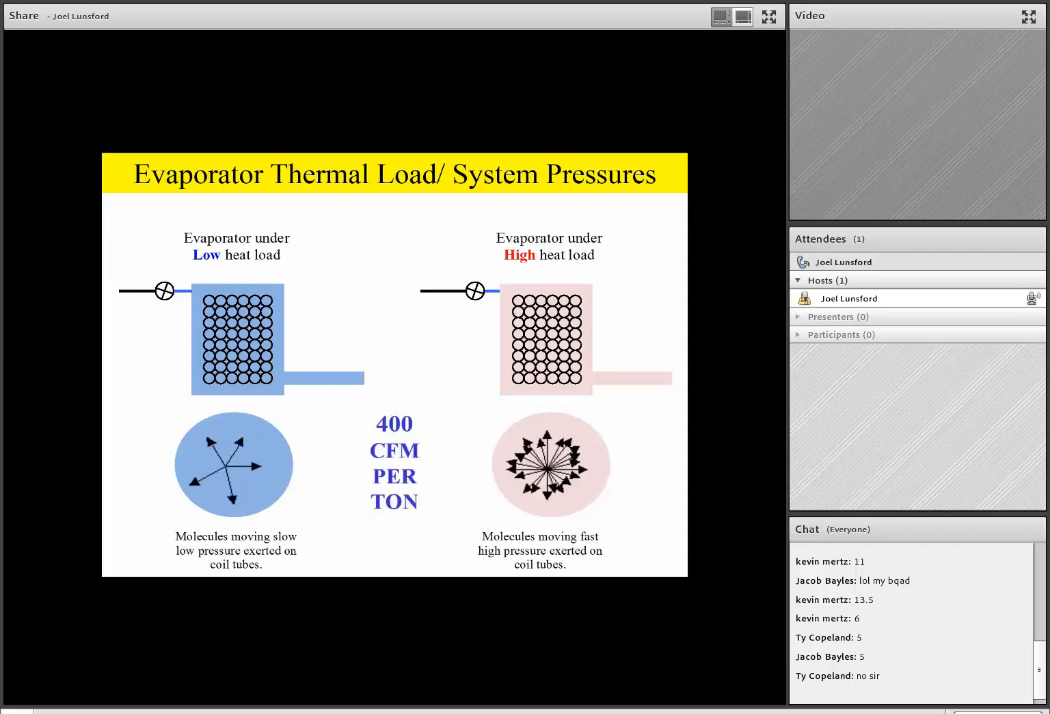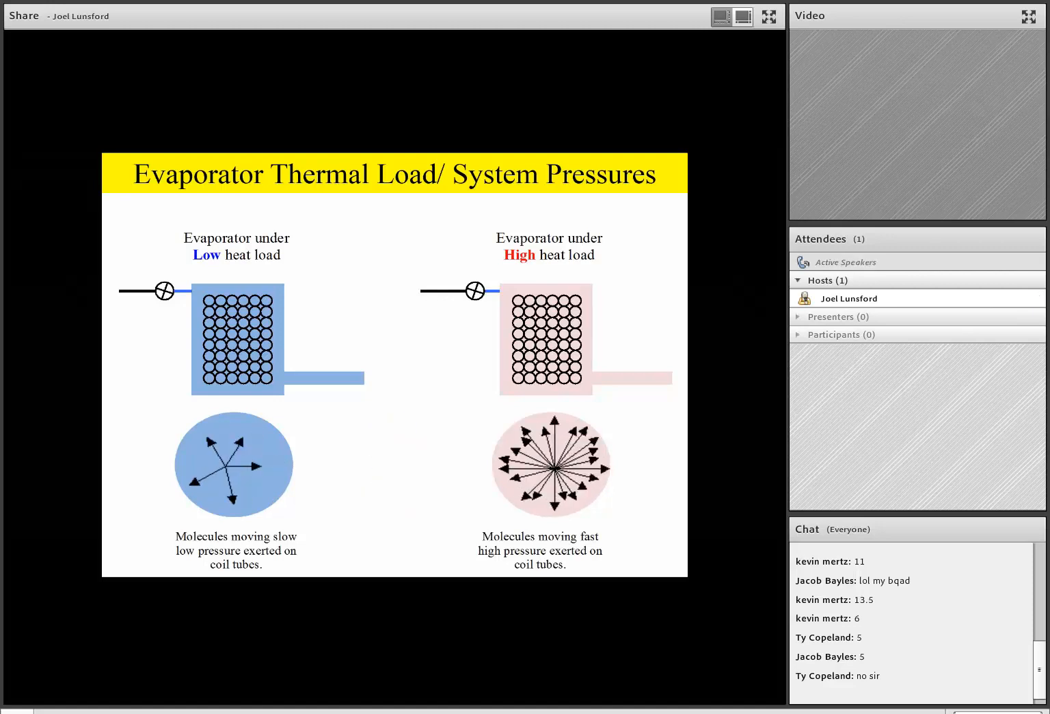If we have a lot of heat energy being absorbed into the refrigerant in the evaporator coil, the heat energy will be high, and as a result of a high heat energy, we'll also have a high pressure. So there will always be a pressure-temperature relationship between the amount of heat energy that's being absorbed in the evaporator and the pressures in the system.